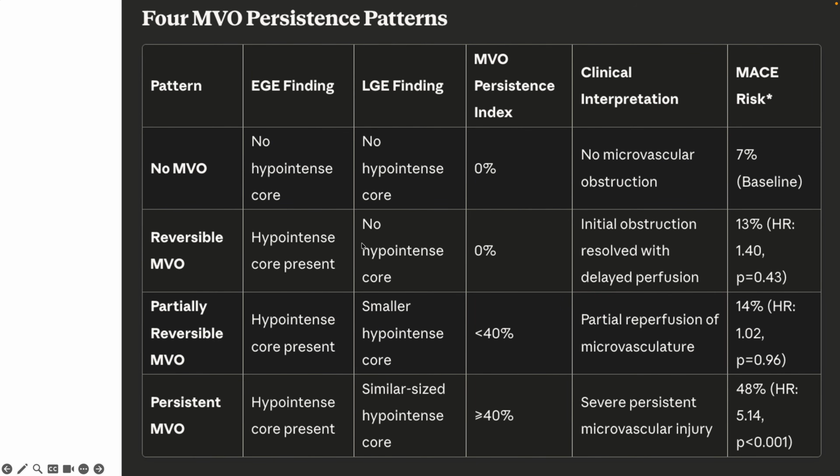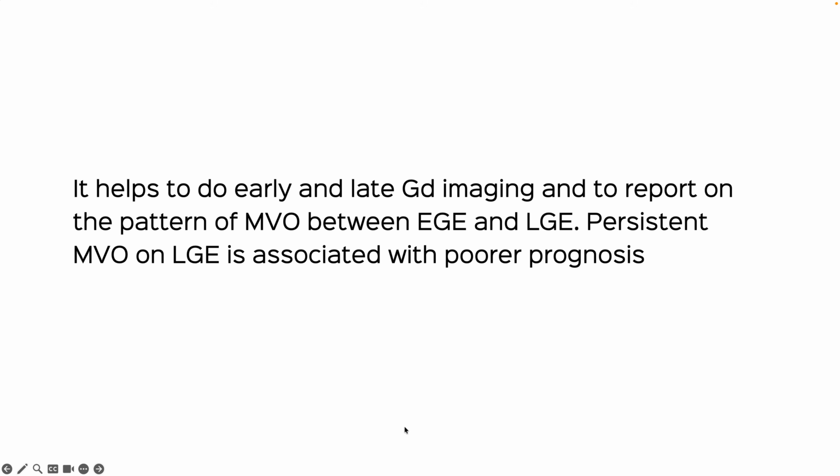So to repeat, this is the table from the paper where you look at the pattern of MVO. So either it's not there at all, which means there's no dark area on early or late GAD. Then it's dark which completely reverses, dark which partly reverses, and dark that remains dark, right? That's the way to look at it. And if dark remains dark, then it's poorer prognosis. But it means that we should report this. These are easy terms to use.